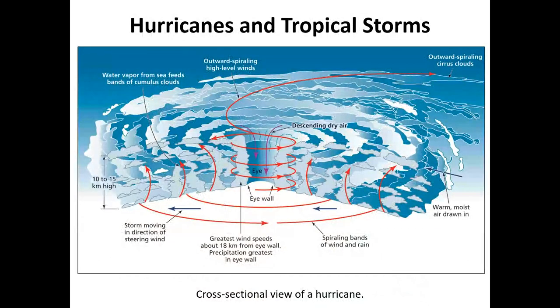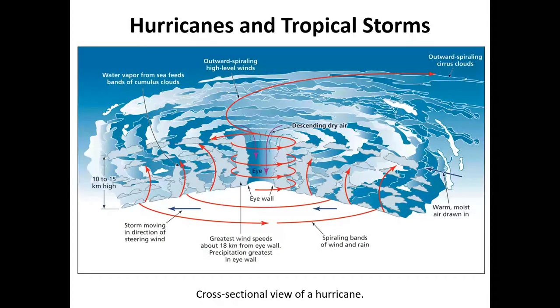So this is a cross section of a hurricane. If you were to cut a quarter of it out and look at it, the center part is called the eye of the storm. That's clear. You have wind coming vertically down towards the surface in the eye of the storm. Just outside the eye, you have the eye wall, where you have some of the strongest winds. Greatest wind speeds are about 18 kilometers from the eye in this area called the eye wall, where you have the heaviest precipitation and wind.